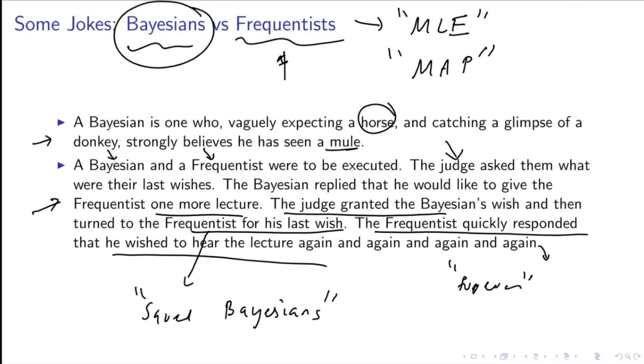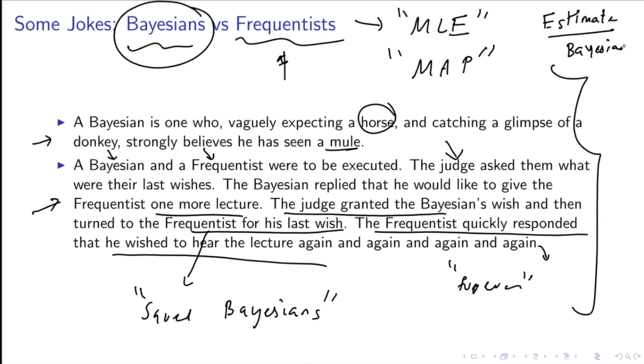Based on these two jokes, what I want you to estimate is a homework question, and this is a fun homework. Estimate whether your professor is a Bayesian or a frequentist.